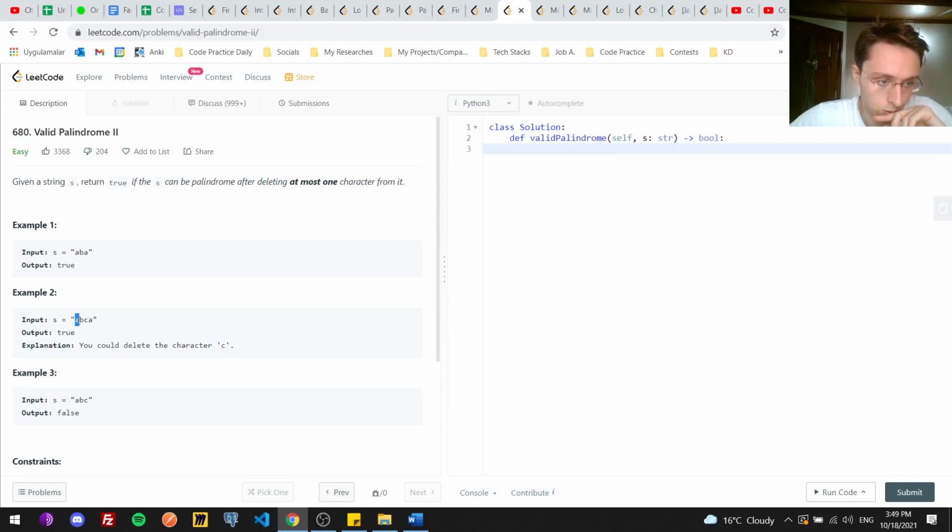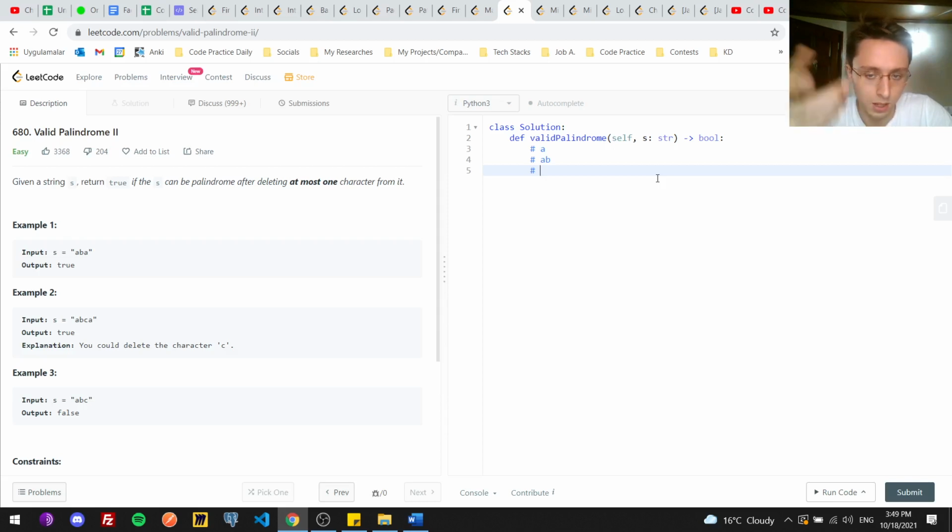But if you start from the last, right, let's write some examples. A is a palindrome, AB is not a palindrome, right? And valid palindrome II, in this case, of course, the second one is valid. And we have AB, AC, right? And so on. These are all valid.